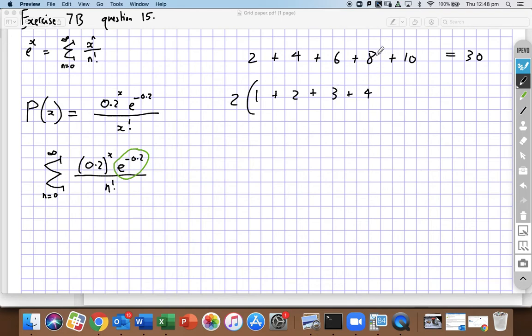Plus 4, so 8 divided by 2 is 4, 10 divided by 2 is 5. Now if I sum all of these, 1 plus 2 is 3, plus 3 is 6, plus 4 is 10, plus 5 is 15. And then I could simply multiply by 2 at the end. So I could say this is 15 times 2, and I'll get 30, right? We can do the same thing with this sum.